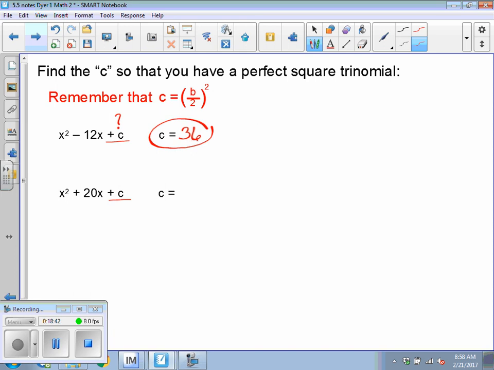A lot of students get confused for this type of problem because they think it's more complicated than it needs to be. They just want to know, find C. What does C have to be so that it's a perfect square trinomial? Okay? So when we look at this one, half of B is what? 10 squared is 100. So C has to be 100. Okay?